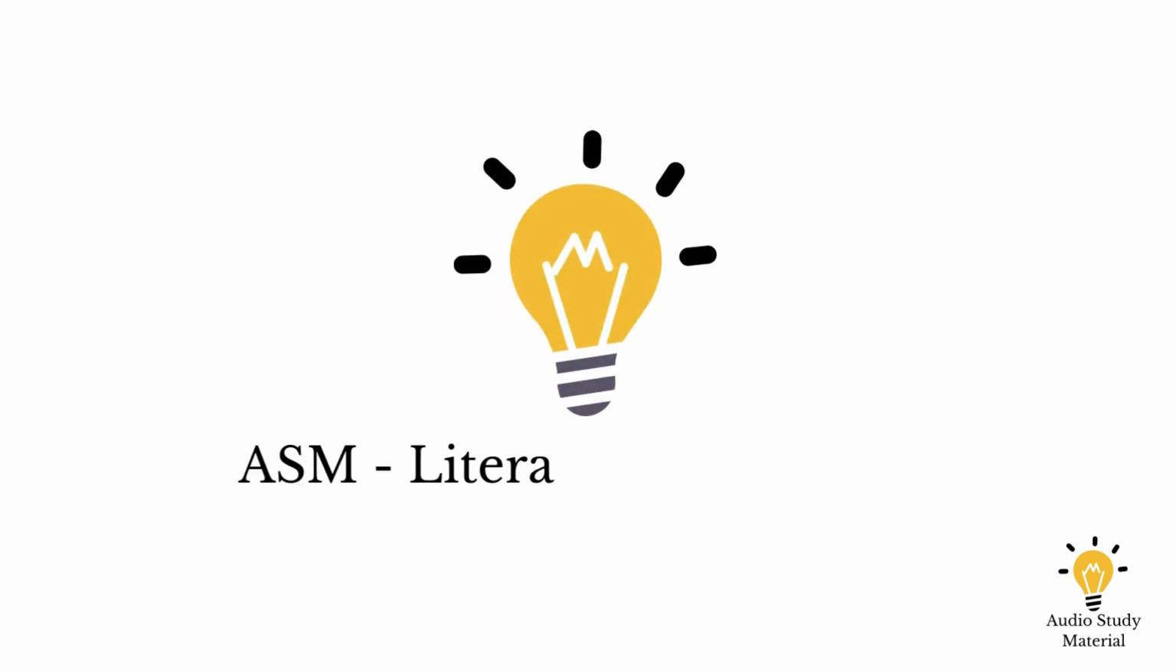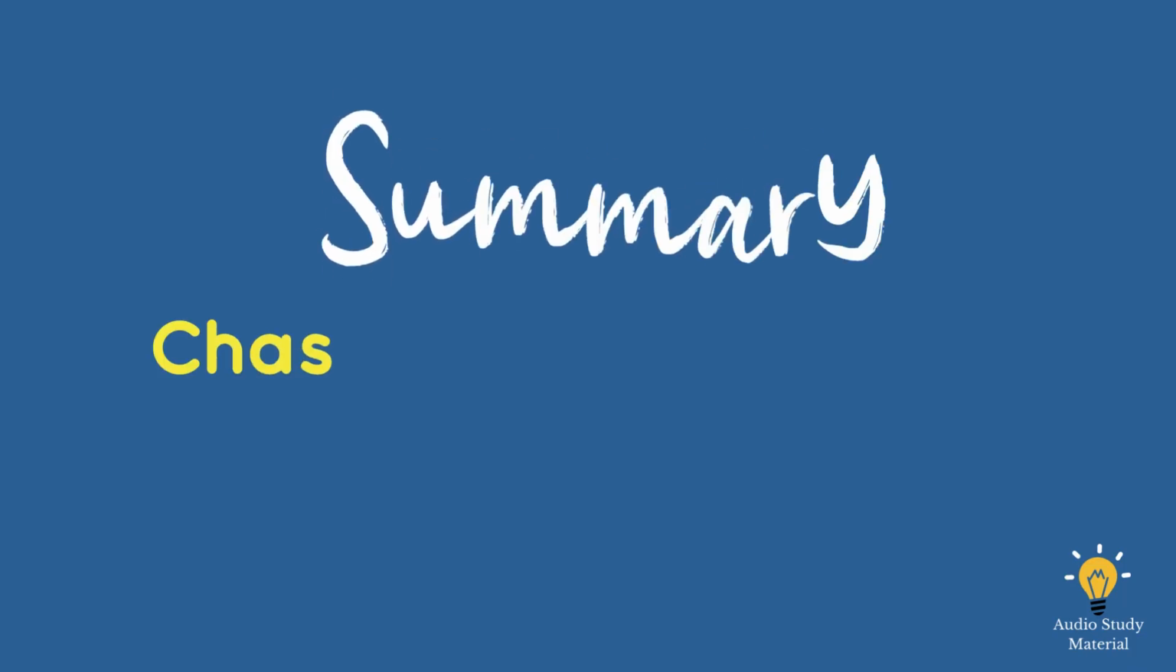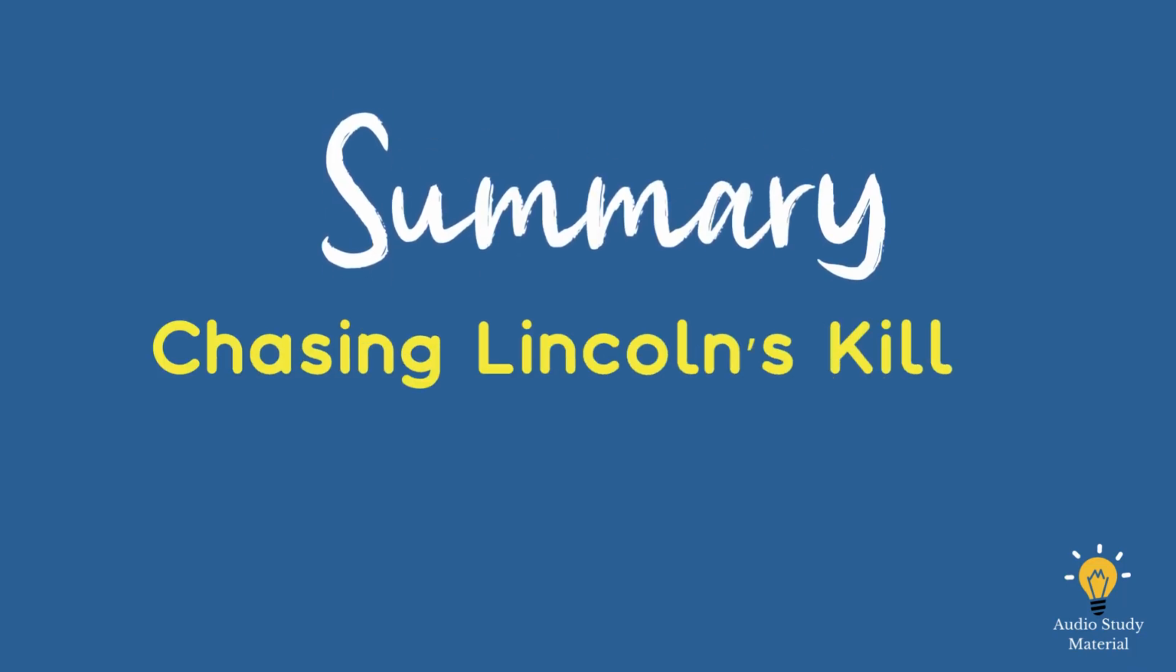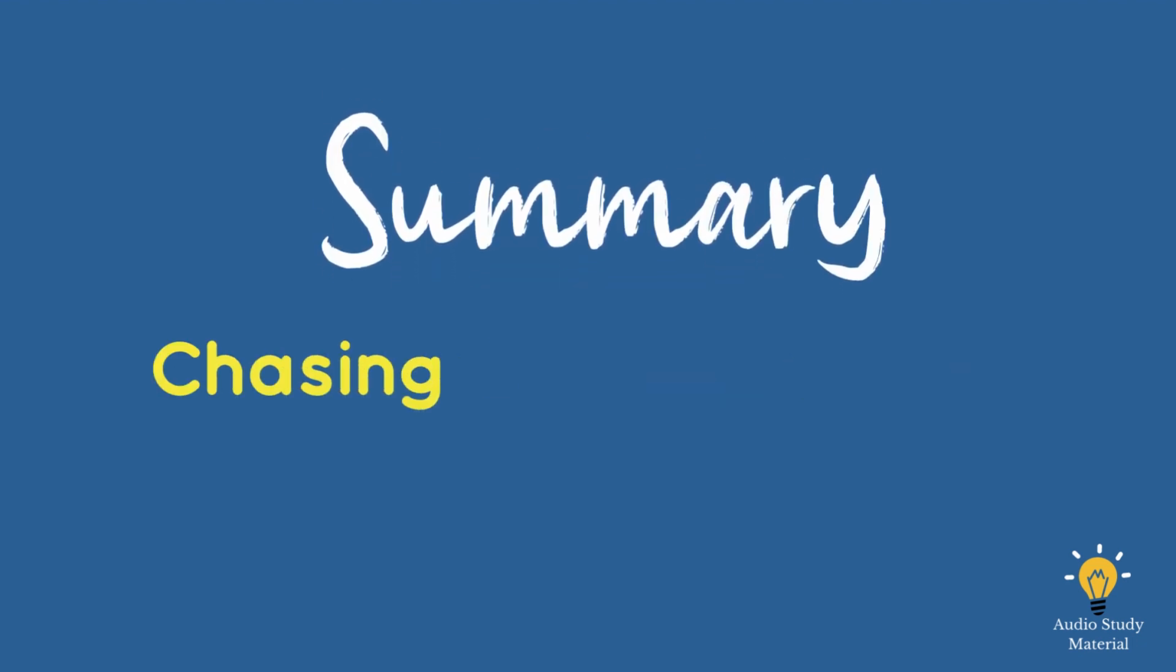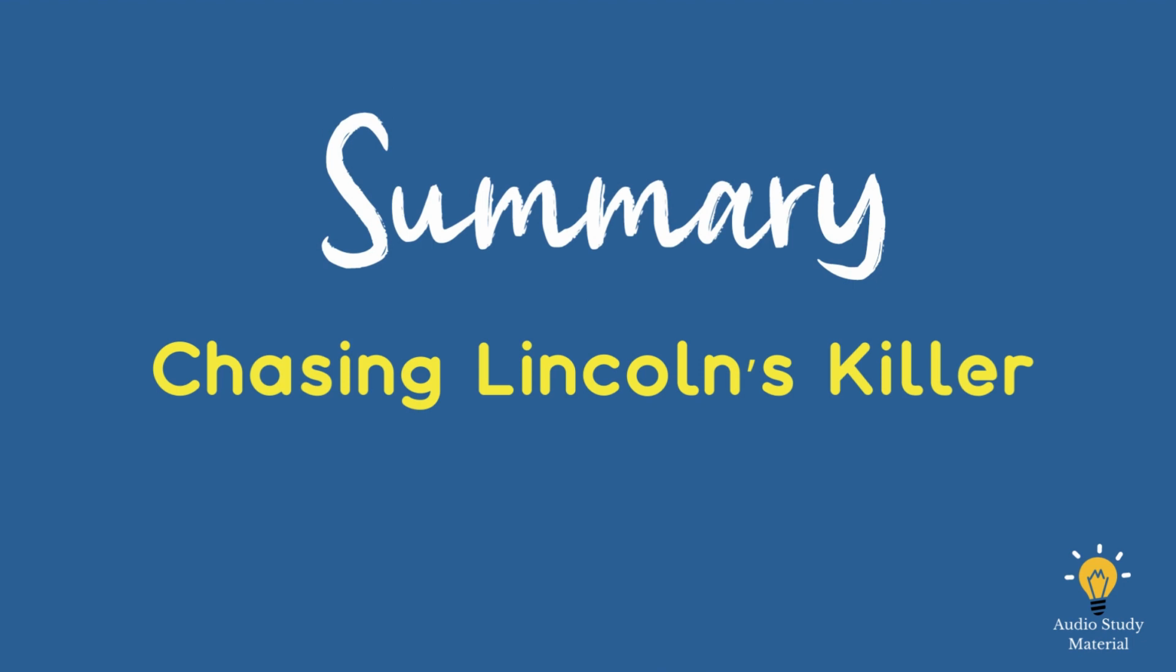Mary Surratt, David Harold, Lewis Powell, and George Atzerodt were given death sentences and put to death on July 6, 1865. Other conspirators were sent to prison. Today, people come to Ford's Theater to remember what John Wilkes Booth did, but also to remember what Abraham Lincoln stood for and died for.